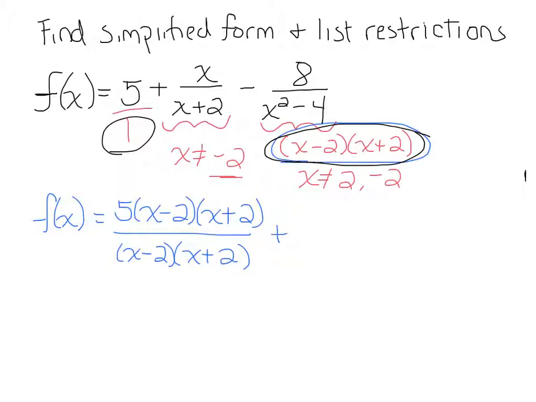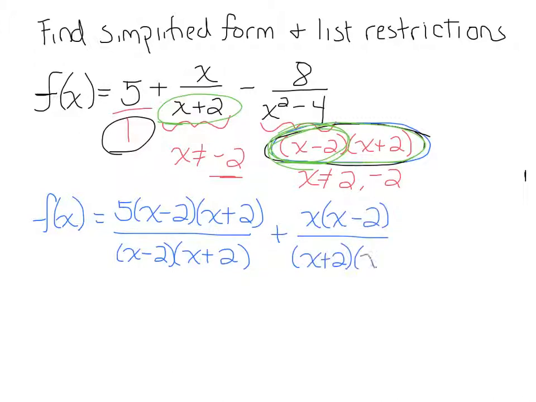Now if we look at the second rational expression, if we compare this denominator with our common denominator, what's missing? X minus 2. So we'll multiply the numerator and the denominator by x minus 2. And in the last rational expression, we have everything that we need. We're not missing anything, so we'll just bring it down.